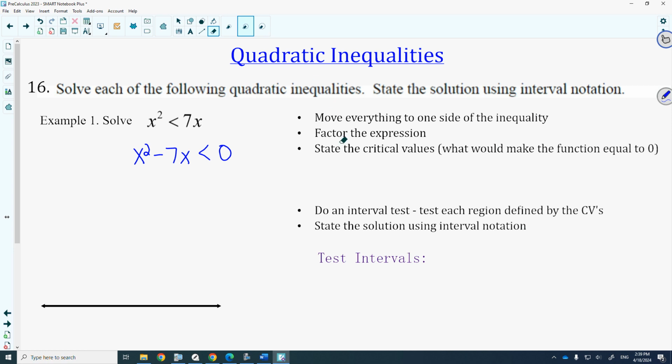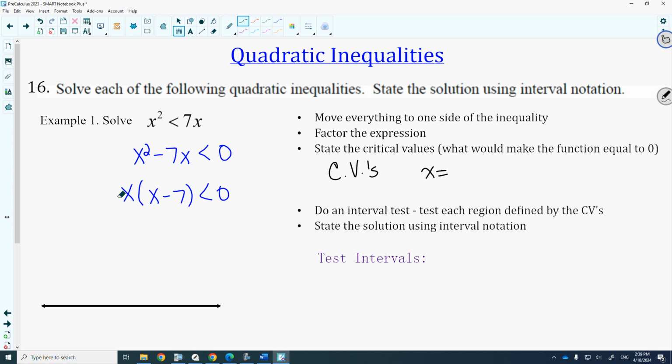Then you're going to factor your expression. On this side, I could factor out a GCF of x. If I factor out a GCF of x, I'm going to get x times x minus 7 is less than 0. Then you're going to find the critical values. The critical values are, if you set each factor equal to 0 and solve, that would be your critical values.